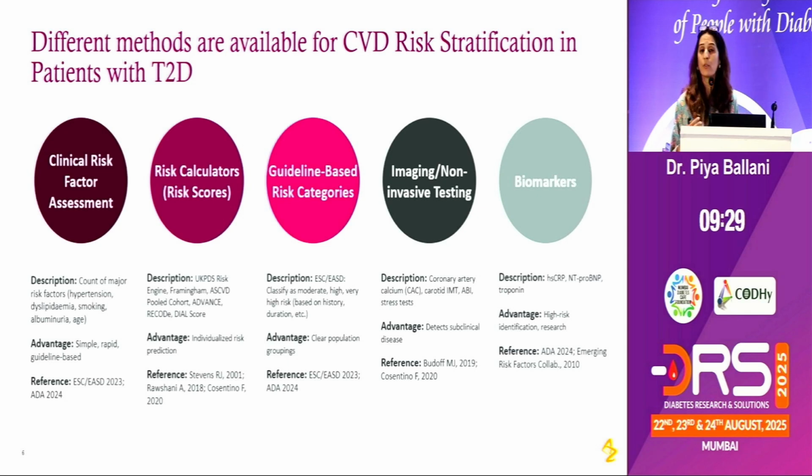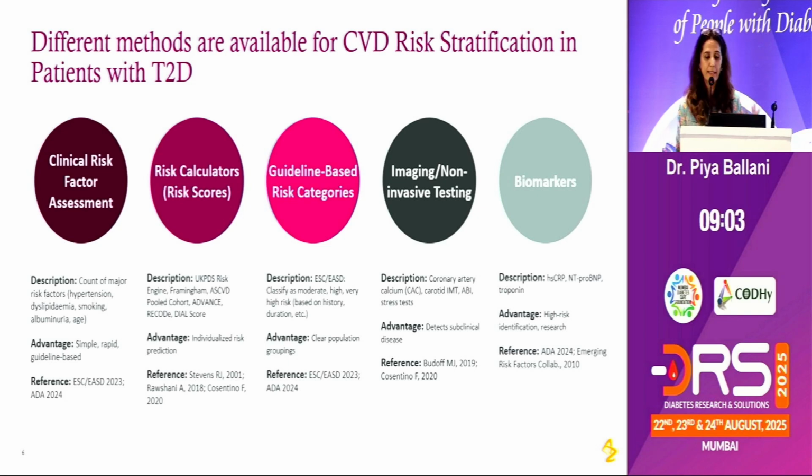We do have other risk scores, risk calculators that maybe some people are using over here. The UKPDS Risk Engine, Framingham, RECODE. This gives individualized risk prediction, and there is data about this. But honestly speaking, if I was to ask this audience, how many of us are really using these risk calculators with patients? I would say I am a failure myself when it comes to using these kinds of calculated scores.